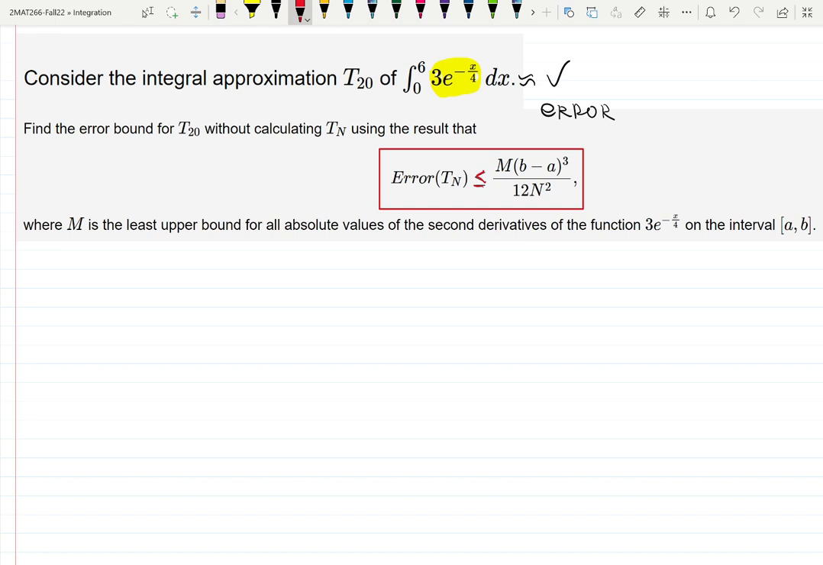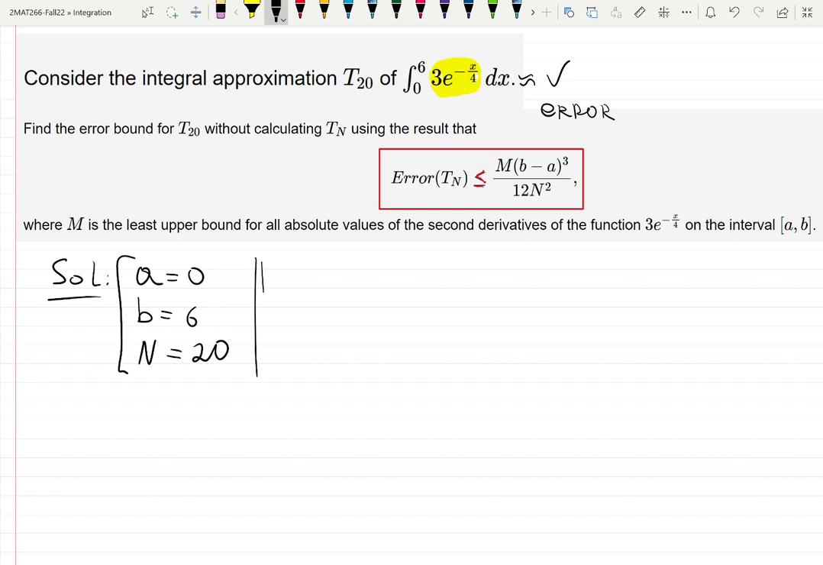B minus A are pretty straightforward, so let's write down what we know. A is 0, B is 6, so B minus A is the length of the interval. N is the number of subintervals, we're given 20, so we have everything except M, and M is the hardest part to find. M is explained as the least upper bound for all absolute values of second derivatives of the function on the interval AB. Let's explain what it means.